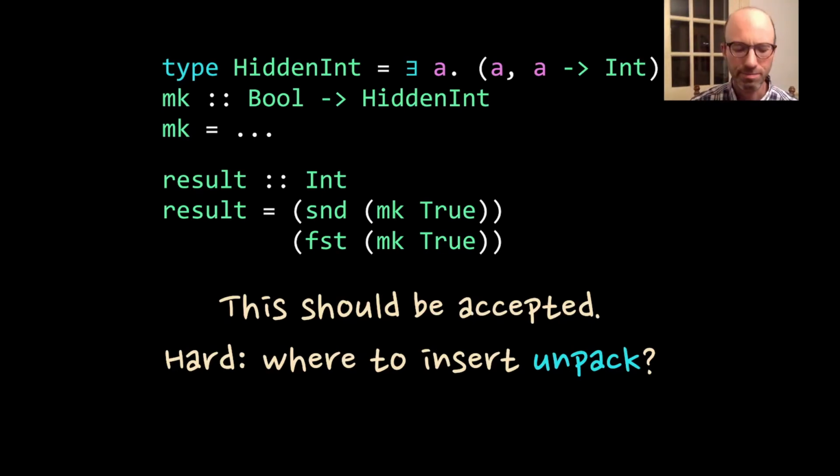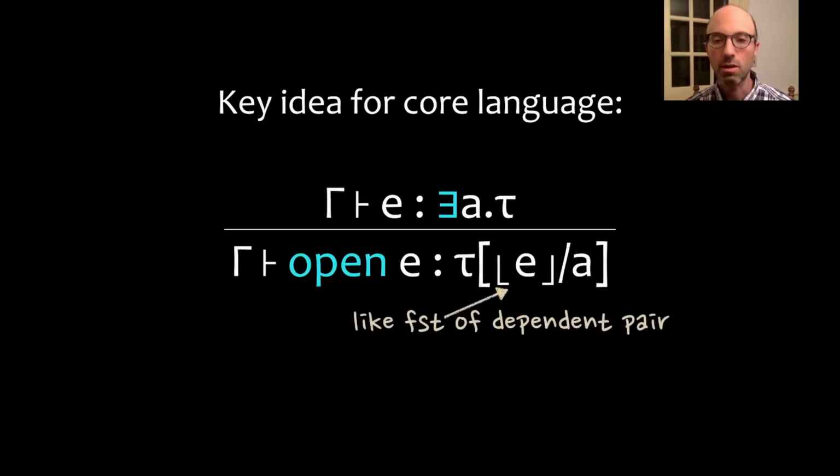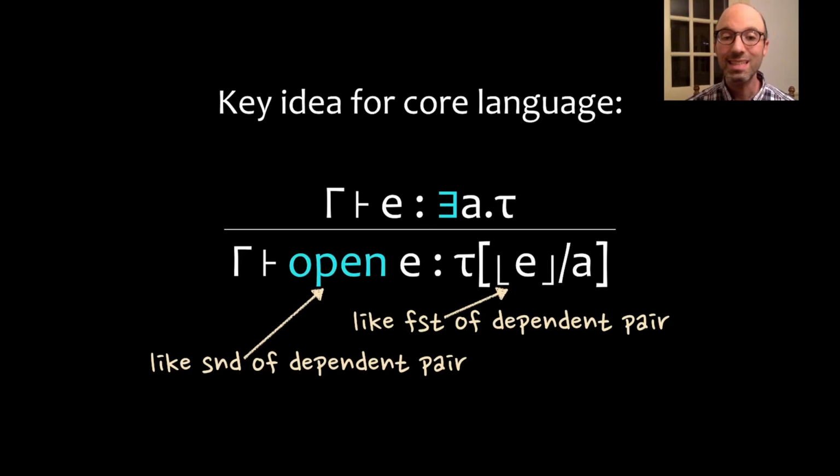So this is problematic. The key idea that unlocks the design that we want is to not use unpack, but use another construct called open. The idea here is if I have an expression E of existential type, then open E is just the inner type, this type tau, where this type variable A is replaced with the existential projection of E. We can almost view an existential type as a dependent pair, where there's a type as well as a term that depends on that type. So here, these funny brackets, this existential projection is like calling first of that dependent pair. Open is like second of that dependent pair.